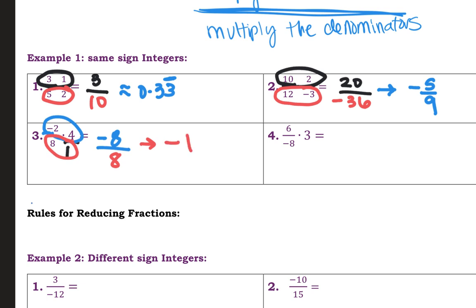All right, let's do one more. A division on bottom. 6 times 3 is 18. And then 8 times negative 1 is negative 8. Let's see if this one reduces, and it should. Any even number should reduce automatically, at least by 2. Did we all get negative 9 over 4? Negative 9 over 4.